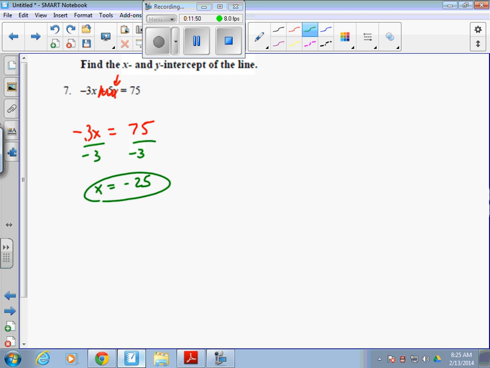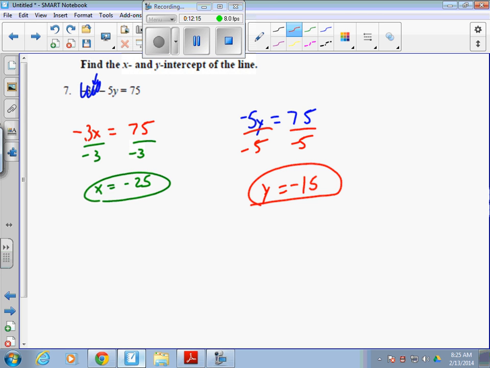That's your x-intercept. In order to find your y-intercept, you plug in 0 in place of x. When you do that, it eliminates that part of the equation, and you're left with negative 5y equals 75. When you divide by negative 5 on both sides, 5 goes into 7 once. There's 2 left over, so it goes into 25 5 times. Positive divided by negative. Your y-intercept is negative 15.